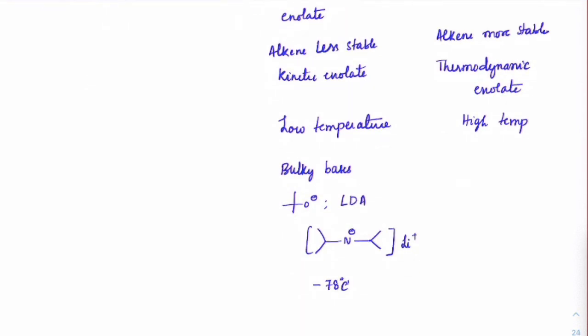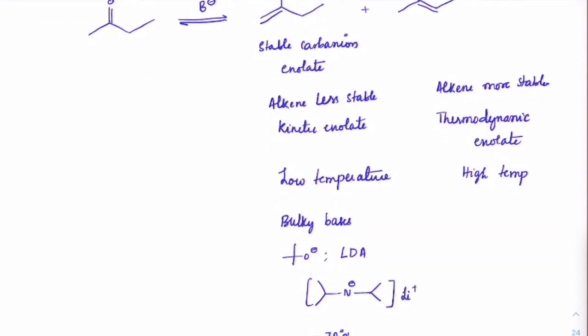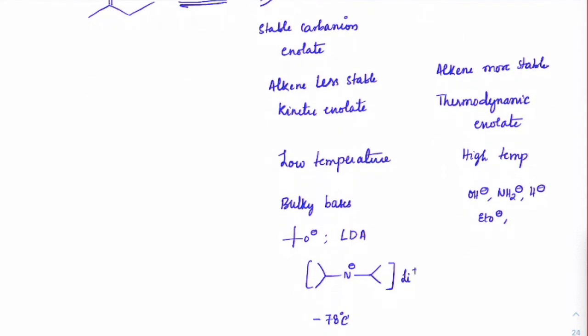While when it comes to thermodynamic enolates, they usually come from smaller bases like OH minus, NH2 minus, either at normal temperature or at high temperature, H minus, EtO minus, any of these. So all of these would give us the more stable alkene, the more stable enolate formation. Let me show you a few examples of how this can be useful for the reactions.